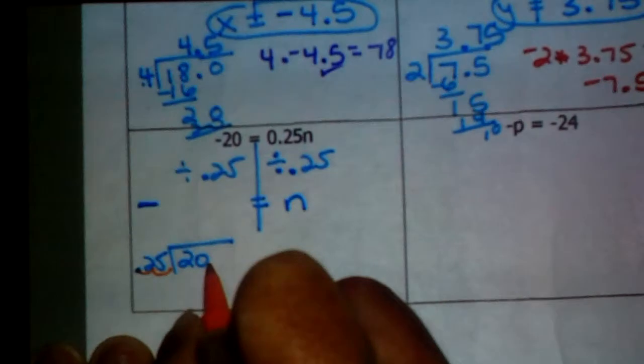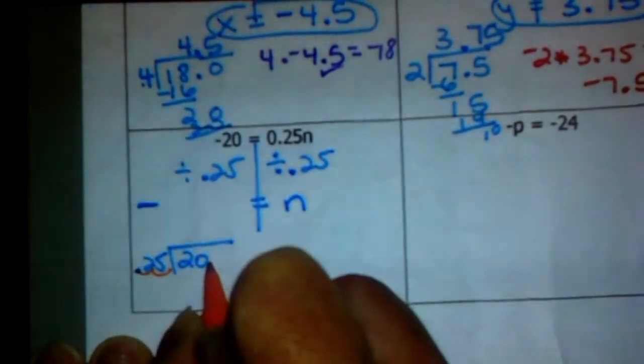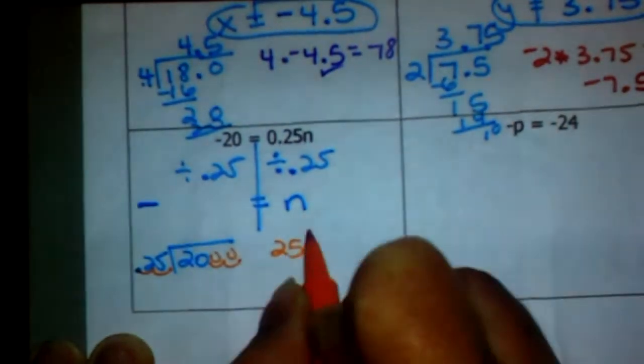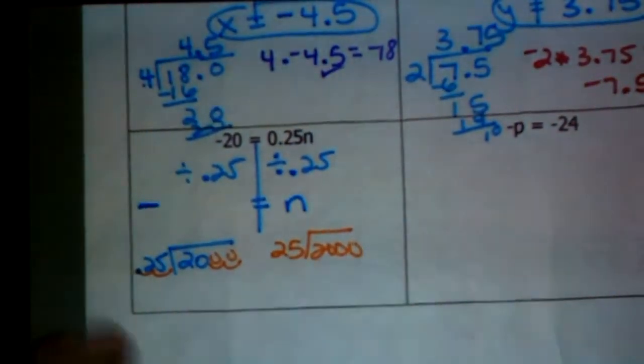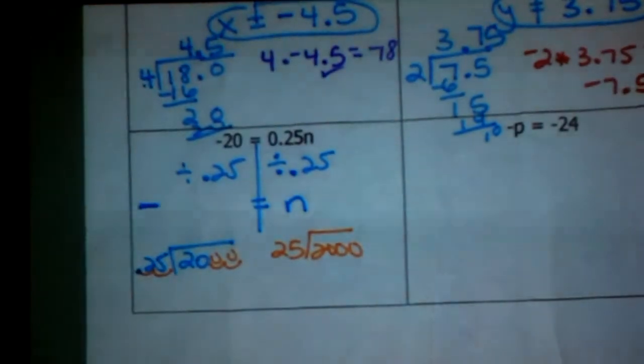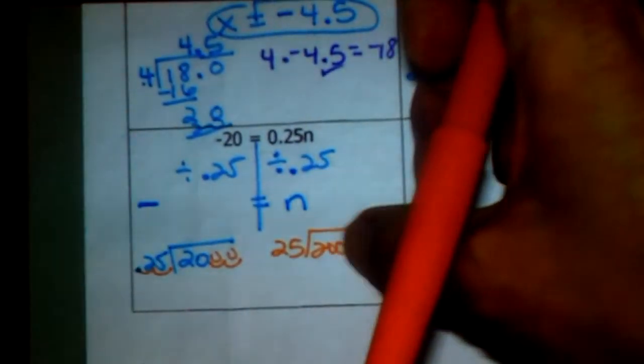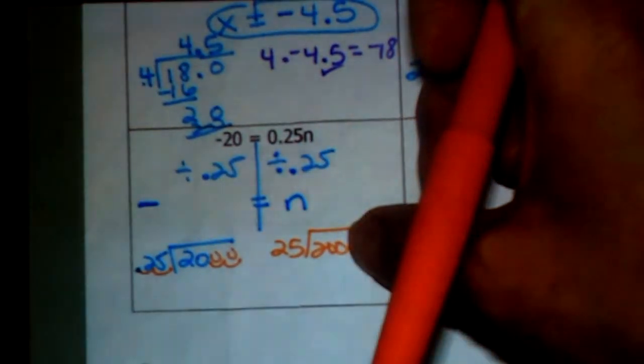That means that this imaginary decimal point that was at the end needs to move over twice. So this is really saying 2,000 divided by 25. Okay, so let's do it. 25 doesn't go into 2. It doesn't go into 20. It does go into 200.